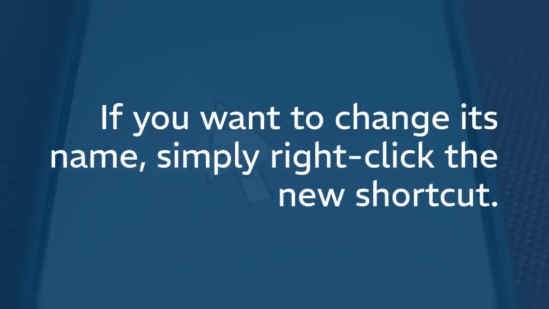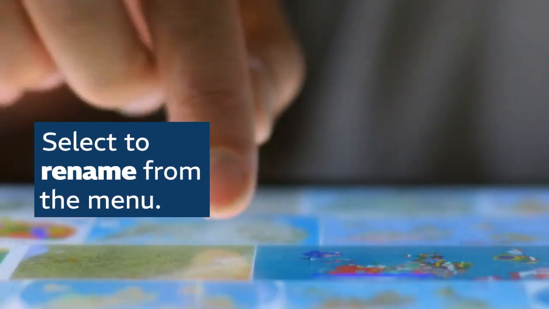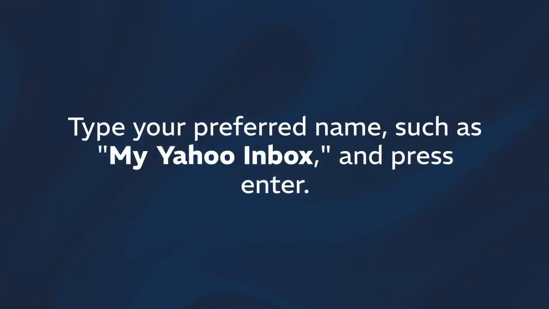If you want to change its name, simply right-click the new shortcut. Select rename from the menu. Type your preferred name, such as My Yahoo Inbox, and press Enter.